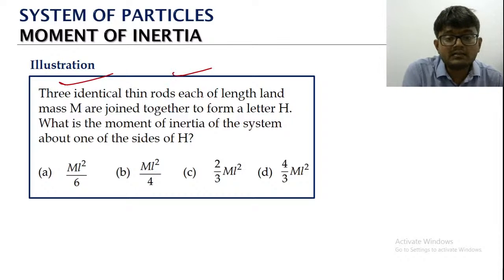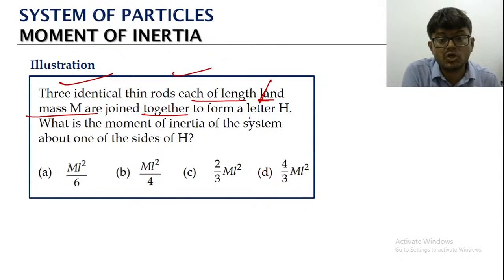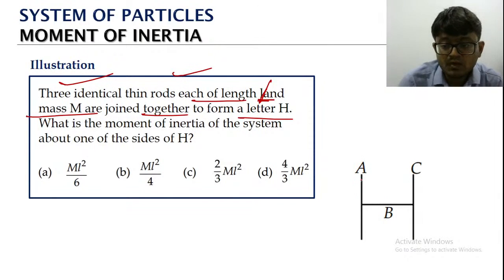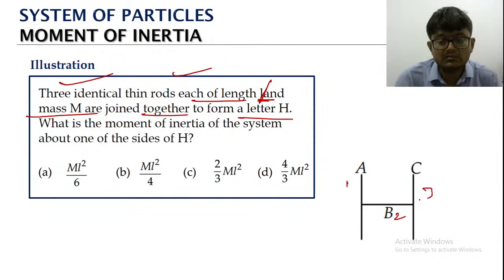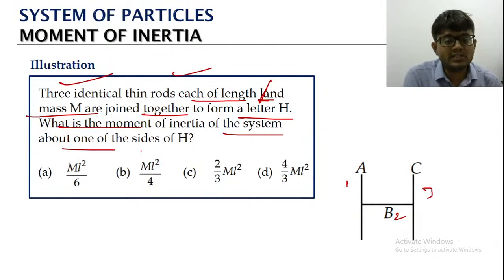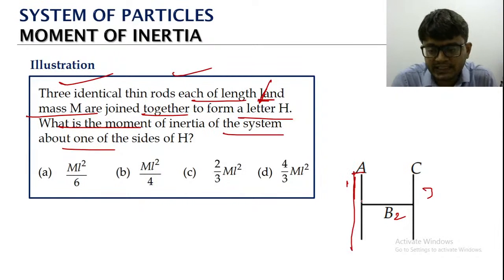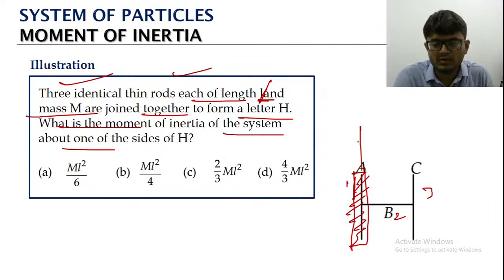Three identical thin rods, each of length L and mass M, are joined to form the letter H, like this: 1, 2, 3. What is the moment of inertia of the system about one of the sides of the H? Means the sides are these, right? So we have to take the axis like this.